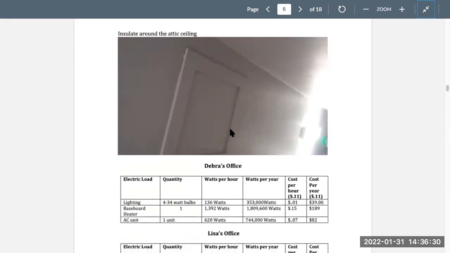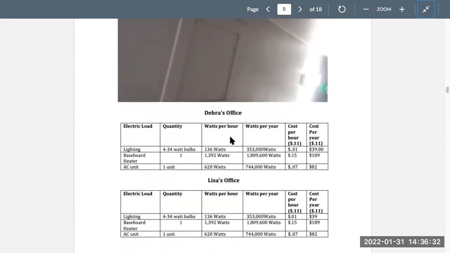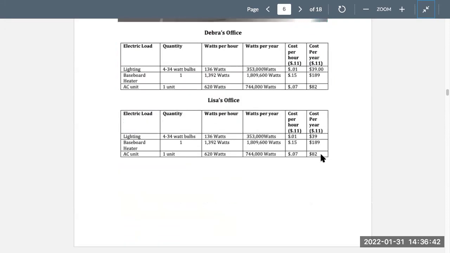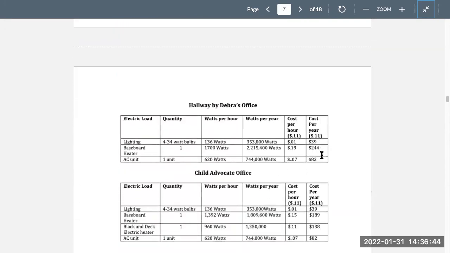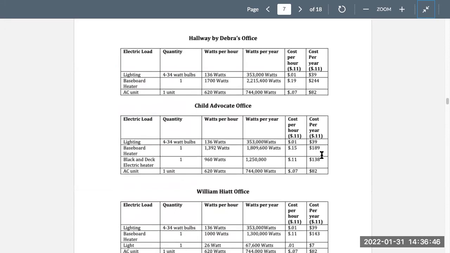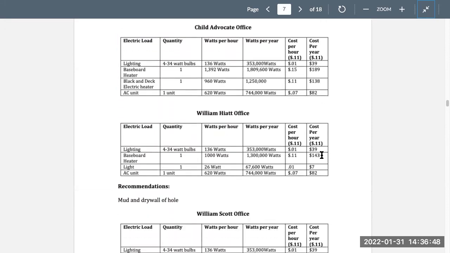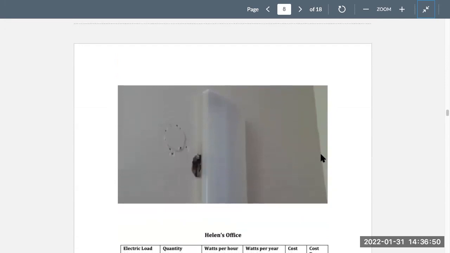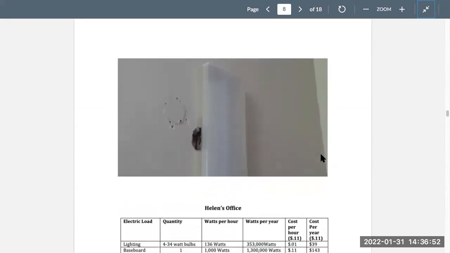Overall, we did everybody's office. A lot of them had baseboard heaters and individual air conditioning units. Those things were costing them quite a bit of money. Baseboard heat's real inefficient. They had a lot of holes in the wall.